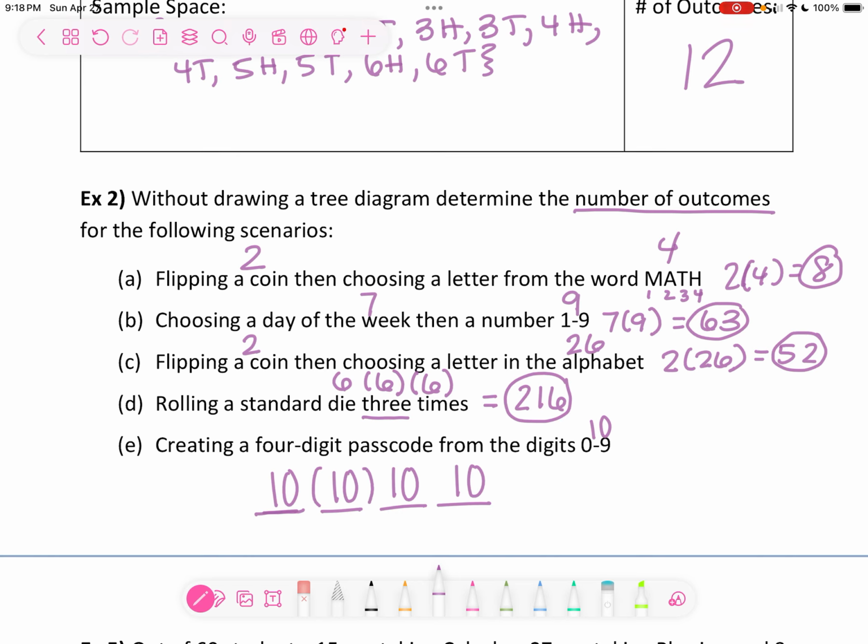Now we have to multiply all of those together. Okay, and if you multiply those all together, you get 10 followed by 3 zeros. So 10,000 options if you multiply those all together. 10,000 outcomes. All right, let's move on.